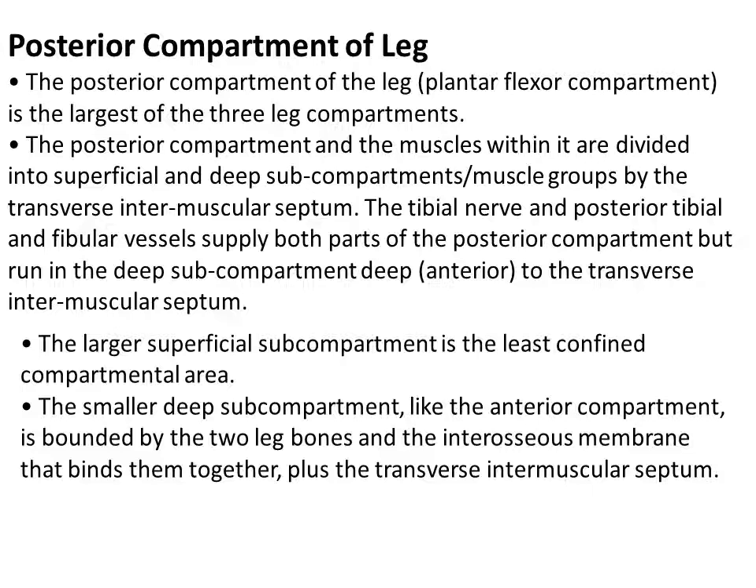The tibial nerve and posterior tibial and fibular vessels supply both parts of the posterior compartment but run in the deep subcompartment, deep anteriorly to the transverse intermuscular septum. The larger superficial subcompartment is the least confined compartment area. The smaller deep subcompartment, like the anterior compartment, is bounded by two leg bones and the interosseous membrane that binds them together, plus the transverse intermuscular septum.